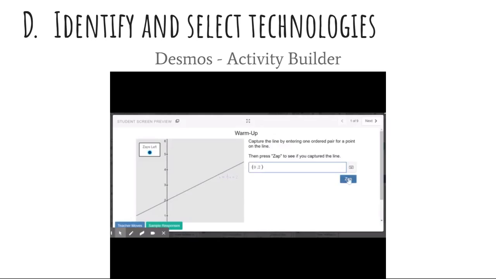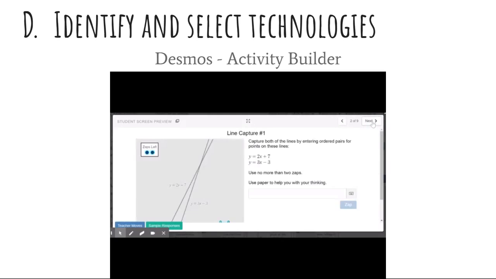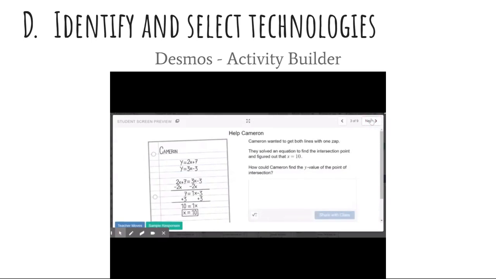Line zapper. So I'm going to type in the point (0, 2) and it will send a little current to that point and zap the line. And so the goal with this activity is for students to do that with systems. So for demonstration purposes, I found the solution, but students would do the work on a piece of paper, type in the intersection point, and hopefully it zaps both of the lines. So just a visual way of finding the solution to a system of equations.